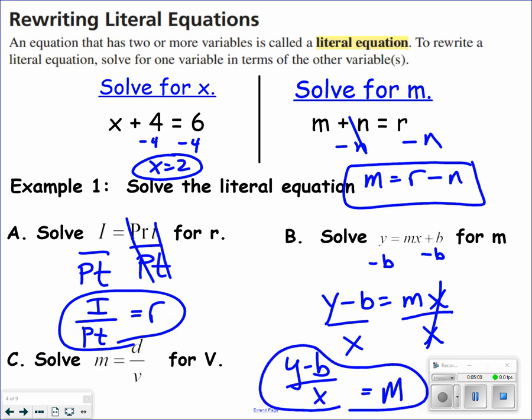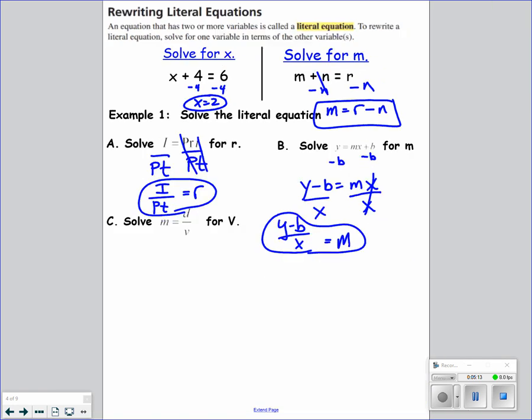I am solving these literal equations. So the last example that we have here, m equals d divided by v, solving for v. Well, the v's on the bottom, so I want to go ahead and multiply both sides by v.